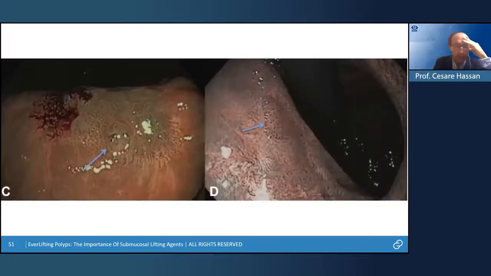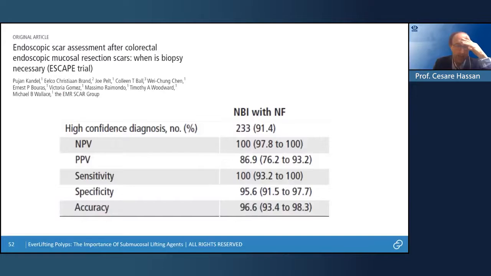And these are two examples from this paper. You can see that the recurrence has the same characteristic as Evelyn was mentioning, that is the Kudo pit pattern, while the morphology can be slightly elevated or completely flat. This is very clear in blue light. This is not so clear in white light.